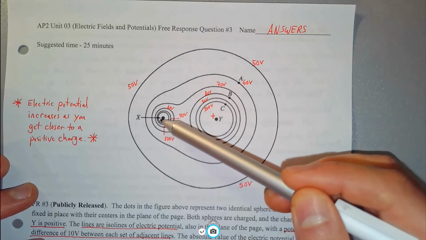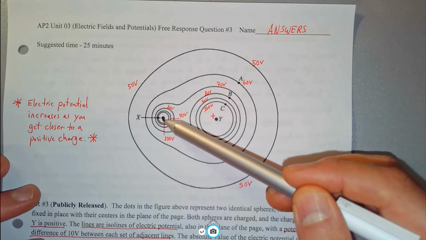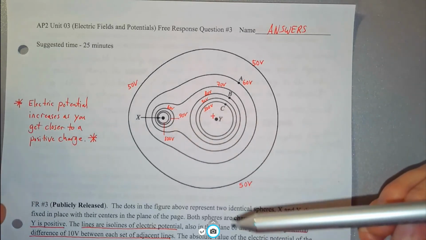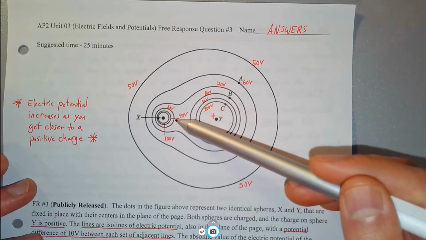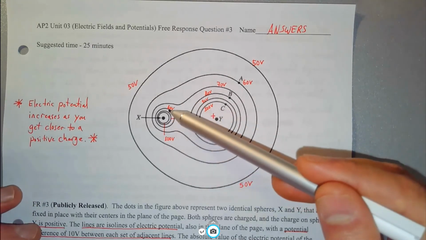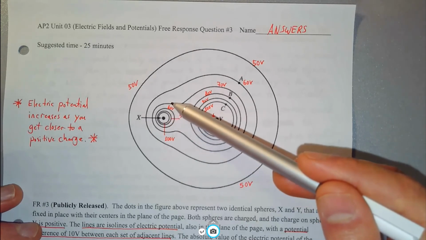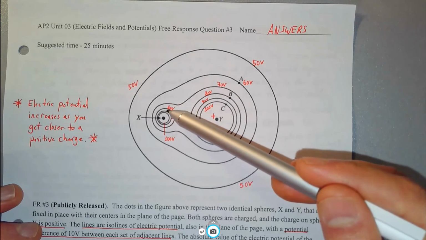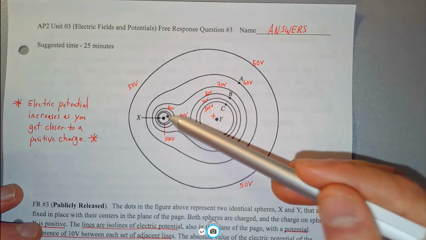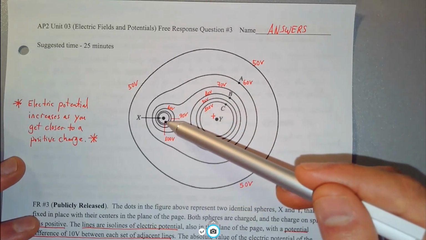So technically you could go from this line to this line and you could be decreasing electric potential if that was a negative charge. I've added these values on the lines because I've already thought about whether this is a positive charge or a negative charge. If this is a positive charge, then from 70, as we get closer, you have to increase in electric potential. Well, I was thinking, what if this was a negative charge?